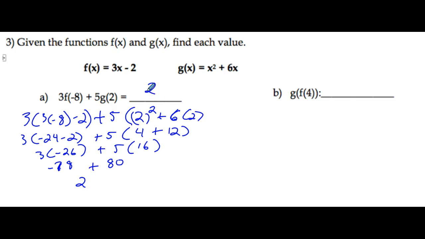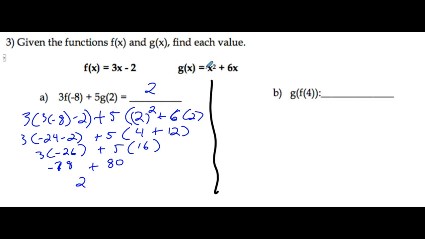All right, hit pause if you want to. Otherwise, we're going to slide over and do this second problem, B. Just draw a line between them. And here we go. This time we have g of f of 4. So we need to solve for f of 4, putting 4 in for the x here. And then whatever that is, we're going to substitute that value in for g of x.